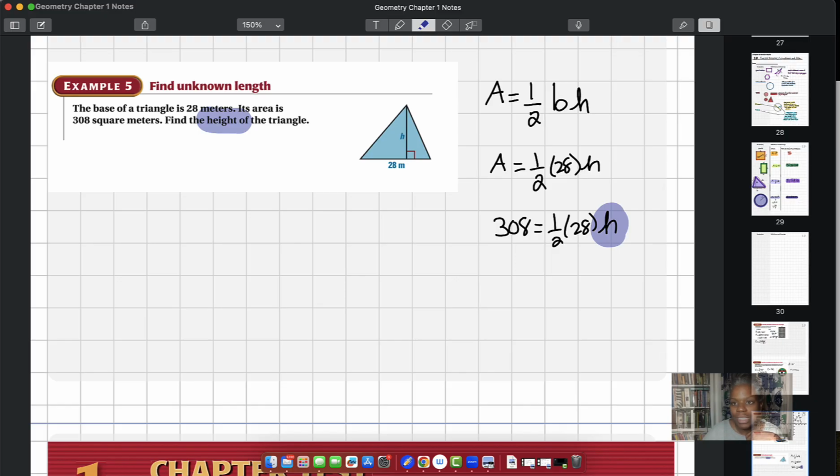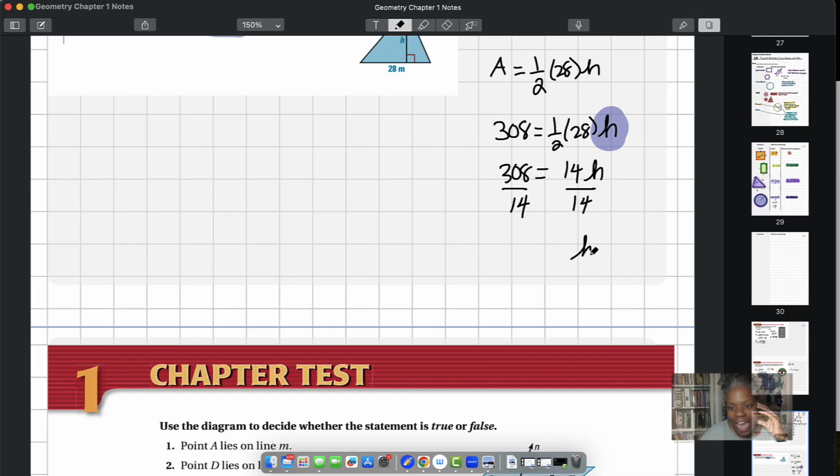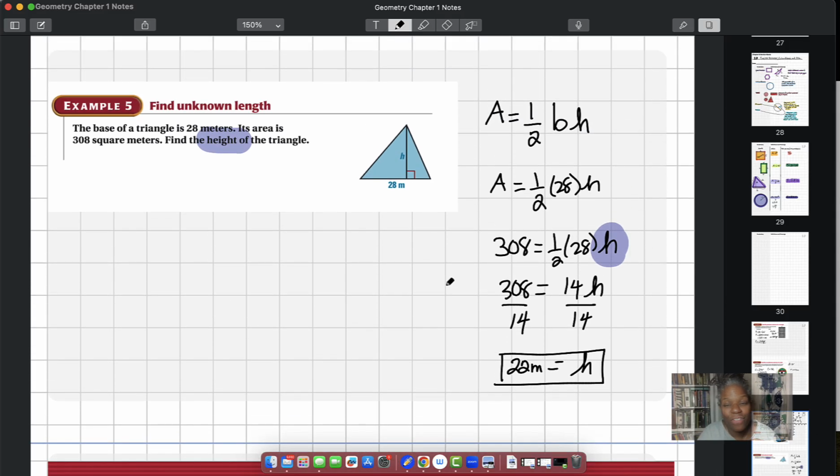Here's what we'll do. We'll take a moment. We will isolate the variable. We're going to isolate h, but first we need to simplify what's going on. If I have 1/2 times 28, I multiply those two, and I get 14h. So 308 is equal to 14h, and whenever I find myself in this situation, I know I just have to divide. I'm going to divide both sides by 14. When I do that, I get that the height is equal to 22, and since we're dealing with meters, it would be 22 meters. And honestly, that's it for this section, and that's also the end of this chapter.